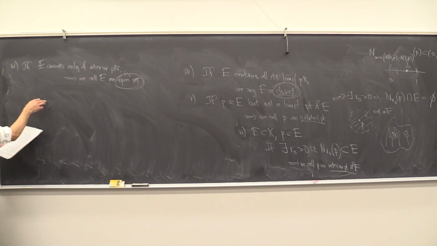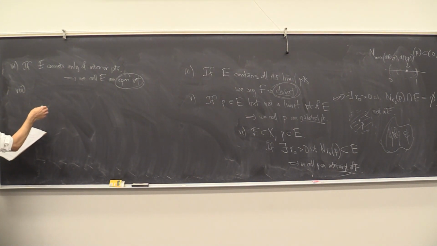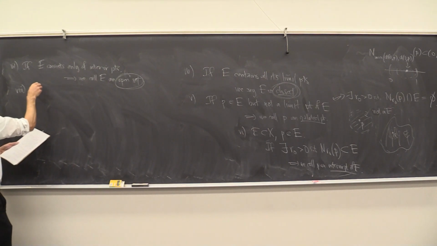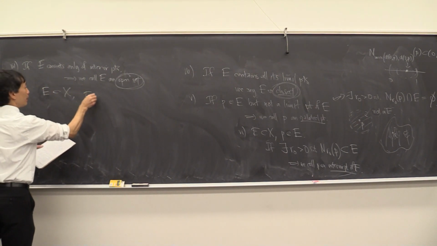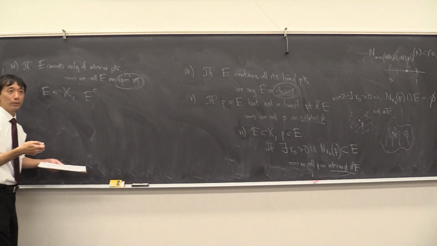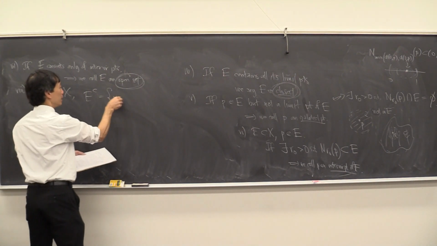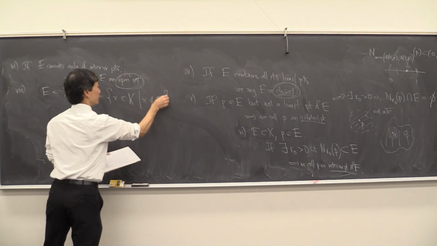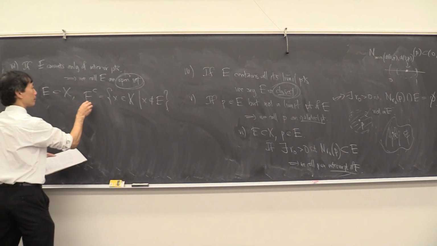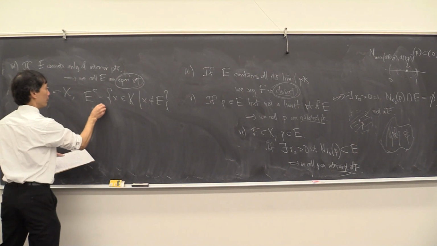Other kinds of less consequential ideas, at least for now. I don't think these are, in my mind, less important. They're less subtle. So if you have E, then you have E complement. You know what E complement is, right? It just means everything in the set X that is not in E.